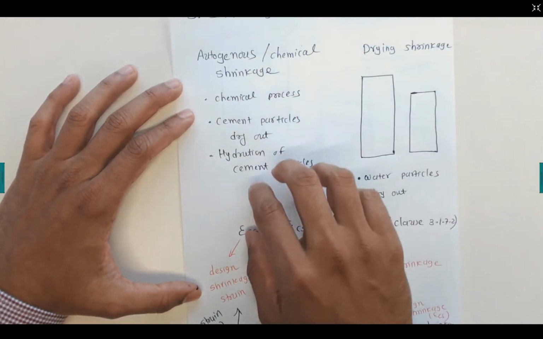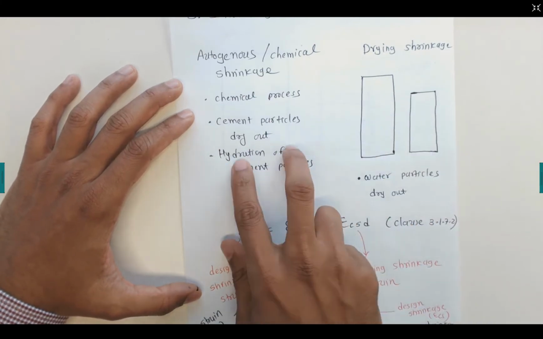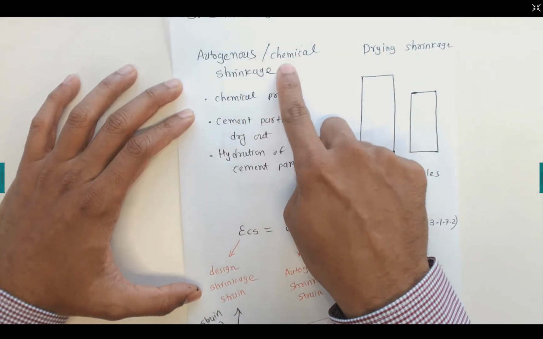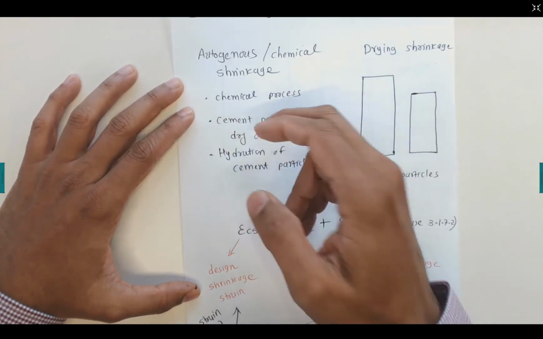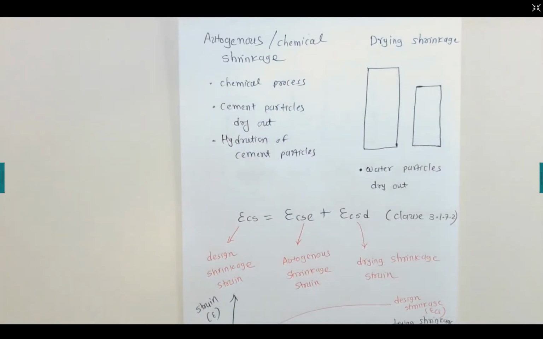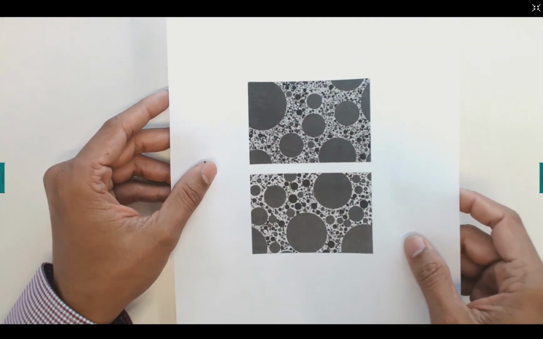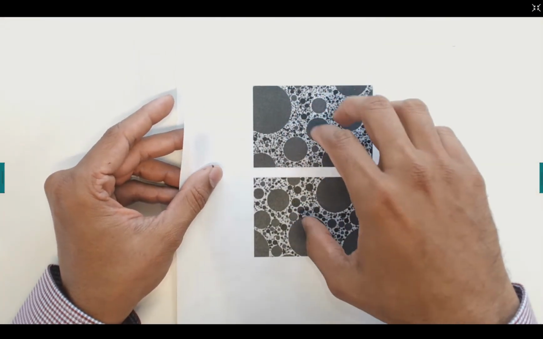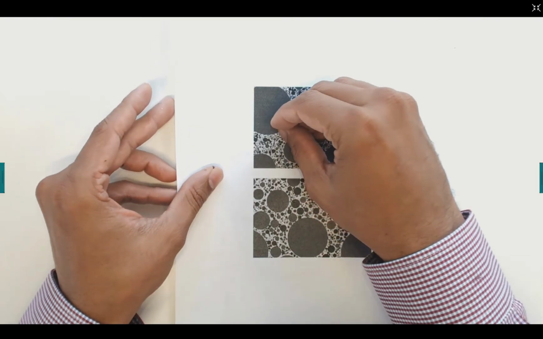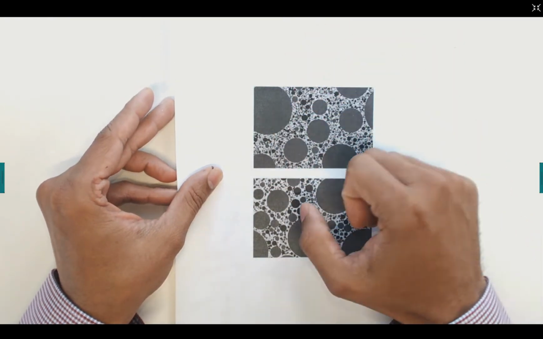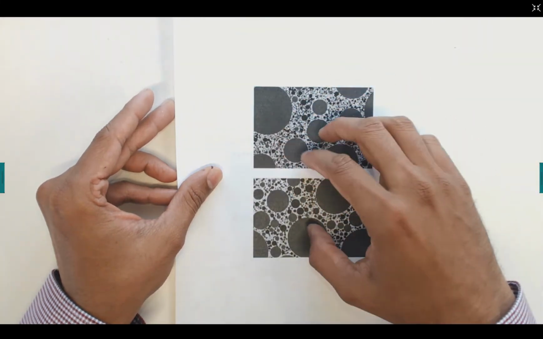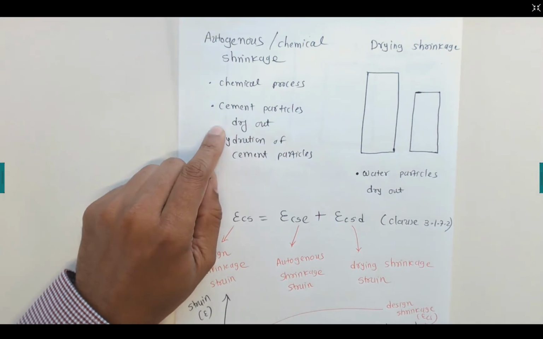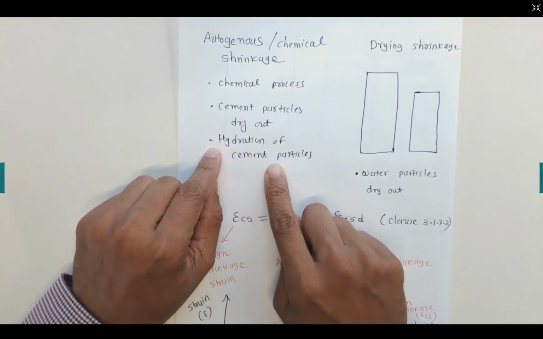Now these two different names are going to be explained here. Autogeneous shrinkage is also known as chemical shrinkage. It is a chemical process. What is the chemical process? If I take the cement particles in the concrete, these cement particles dry out due to the heating. That is the chemical process shown here. It's generally a chemical process, the hydration of cement particles.